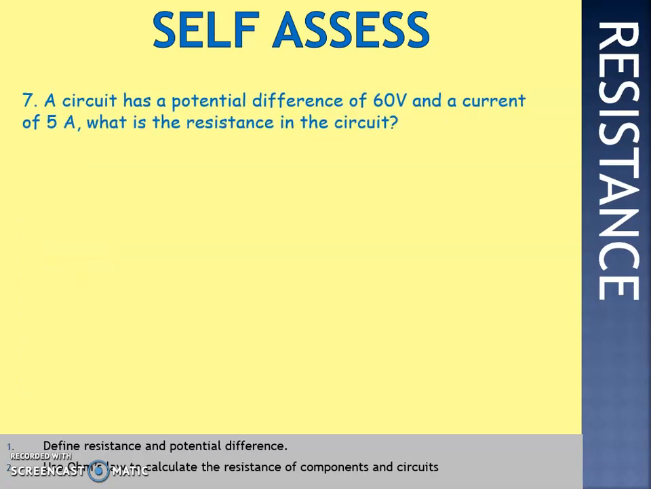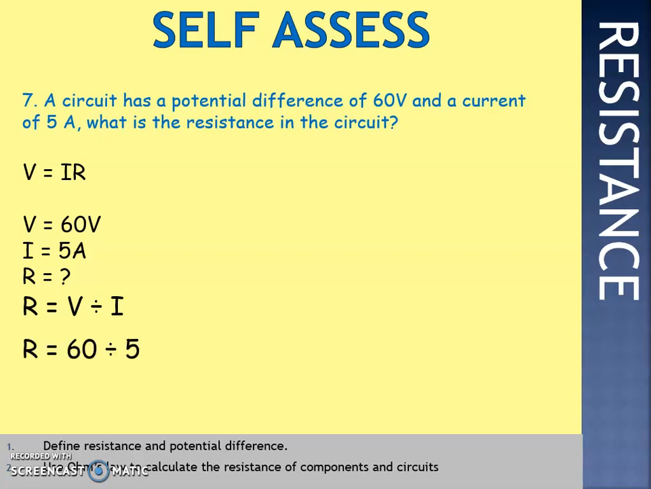Question 7, we're asked for the resistance again. We've got potential difference of 60, a current of 5. R equals V over I, so that's 60 over 5, gives us 12 ohms.